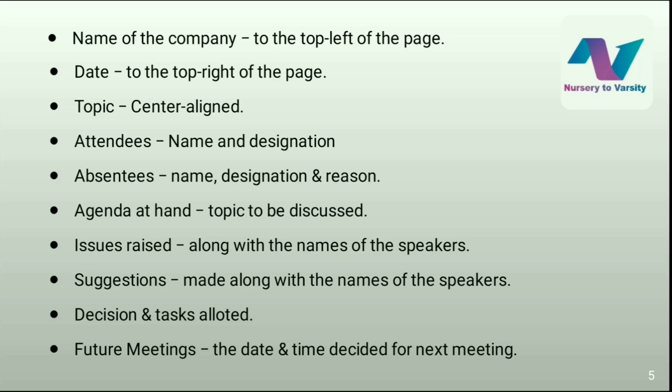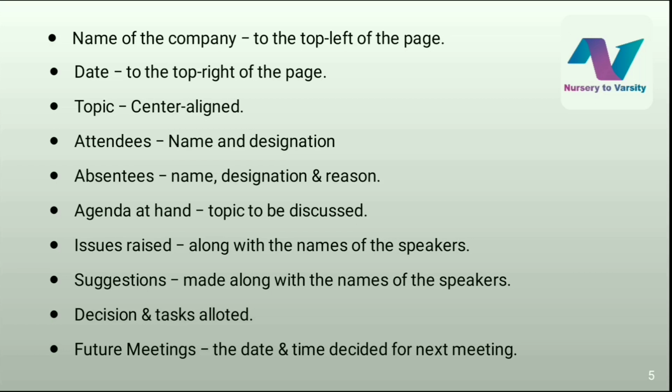After writing these basic things, that is the date, attendees, and absentees, you have to write the agenda, that is the main topic which needs to be discussed. Now you will be thinking, what's the difference between topic and agenda? So the topic is like meeting these people at 5 p.m. This is the topic, and the agenda is what needs to be discussed. That is the purpose of the meeting.